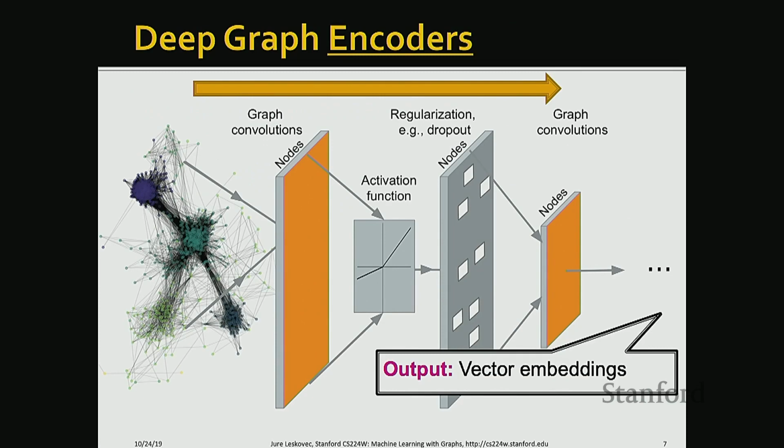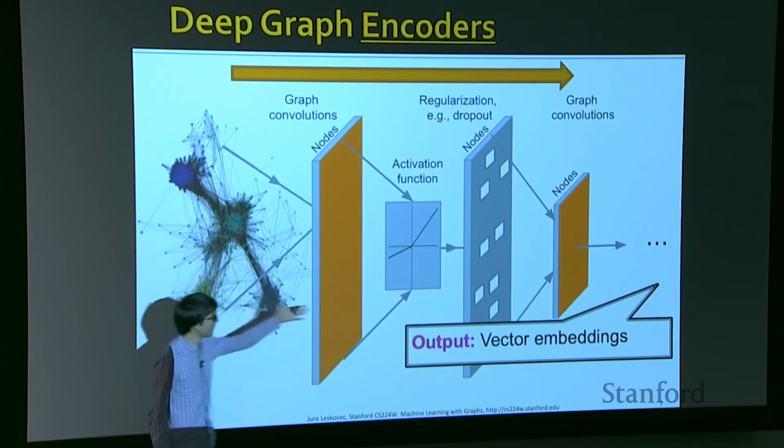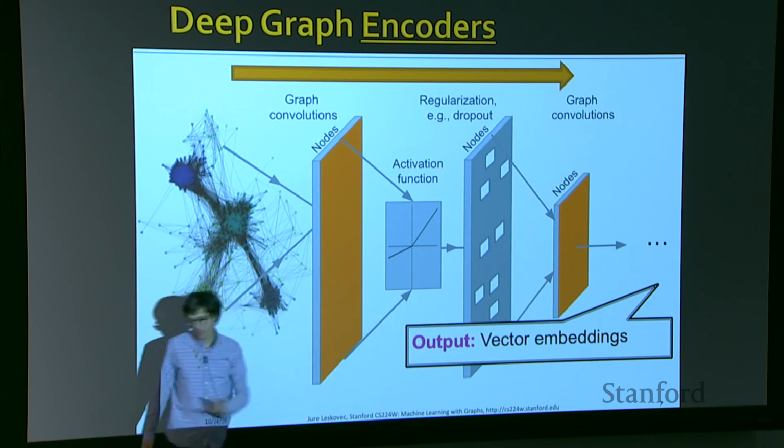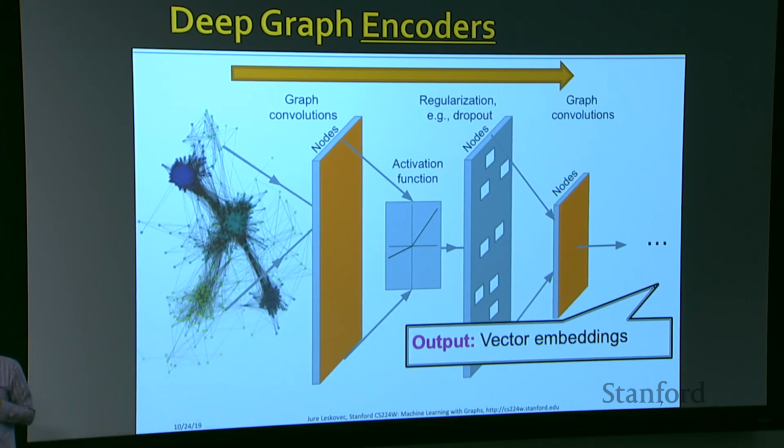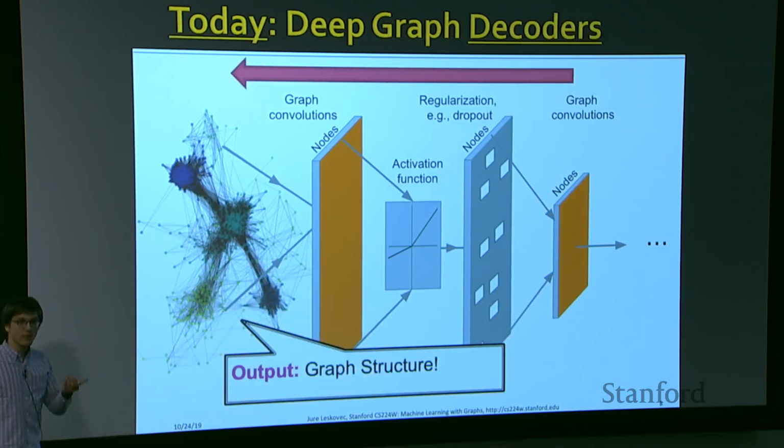So as I showed you this picture, we talked about how to go from the graph to some vector embedding of the nodes. What we want to do today is go the other way.